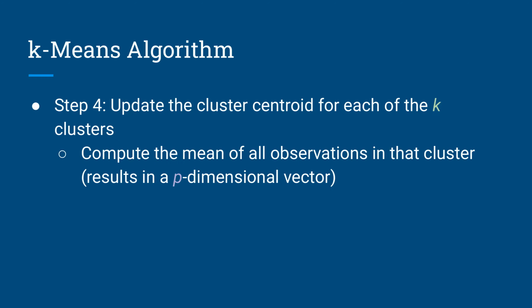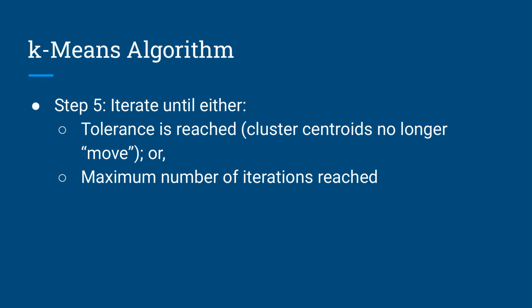Step 4. For each of the k clusters, update the cluster centroid by computing the mean of all observations in that cluster. This will result in a p-dimensional vector. Step 5. Iterate until you reach your stopping criteria. This will either be some maximum number of iterations or a level of tolerance, such as stopping when the cluster centroids no longer appear to move.